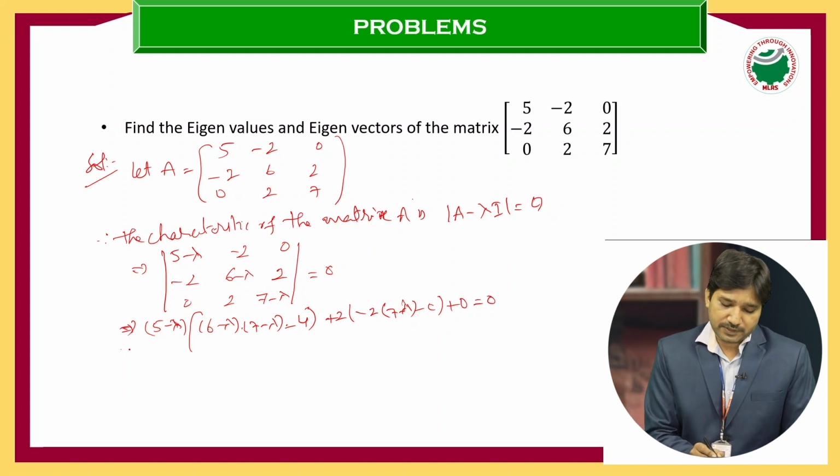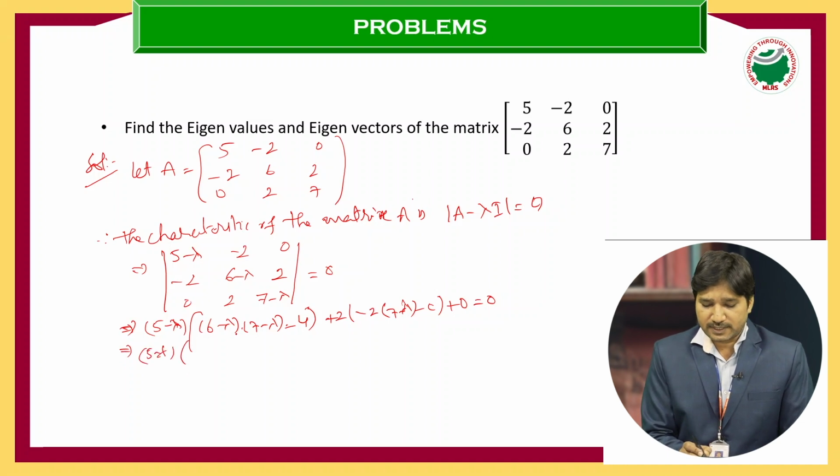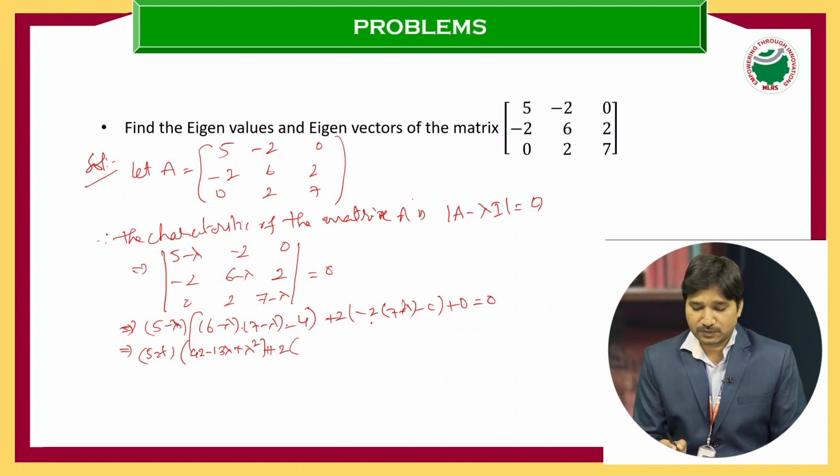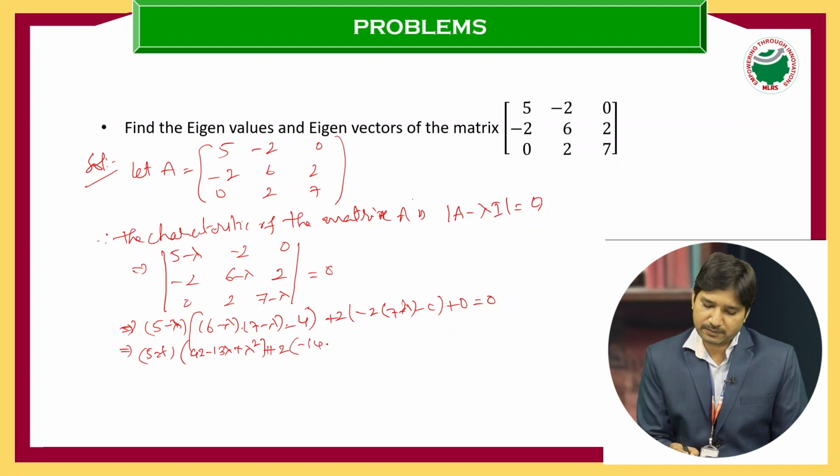And solving the equation: (5 minus lambda) into (6 minus lambda) into (7 minus lambda), 42 minus 6 lambda minus 7 lambda, minus 13 lambda plus lambda square, plus 2 into minus 2 into (7 minus lambda). So that is minus 14 plus 2 lambda, equal to 0. Okay.